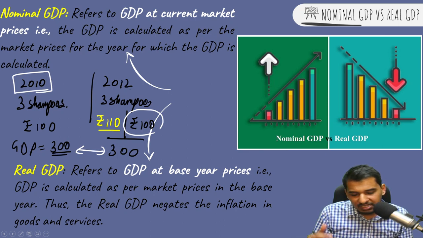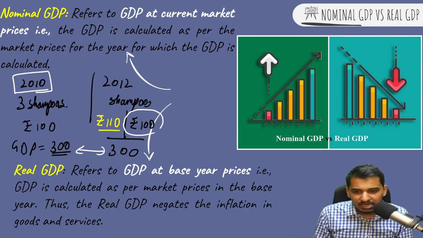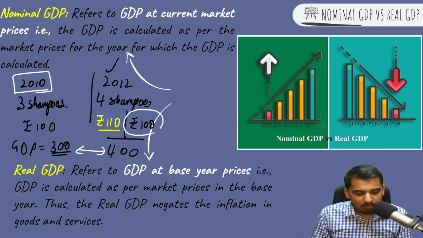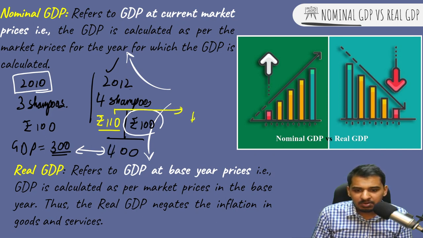Suppose I have taken 2010 as base year. But if something happens and 4 shampoos are produced in the country now, instead of 3, because in 2012 the capacity increased, then the real GDP will become 400. But the nominal GDP will become how much? Nominal GDP will be 440. So this is the difference.